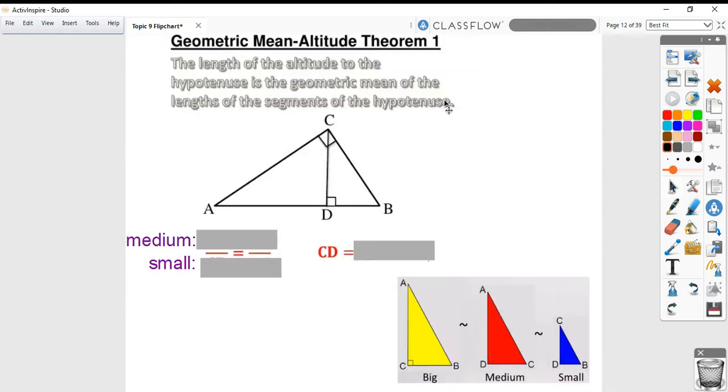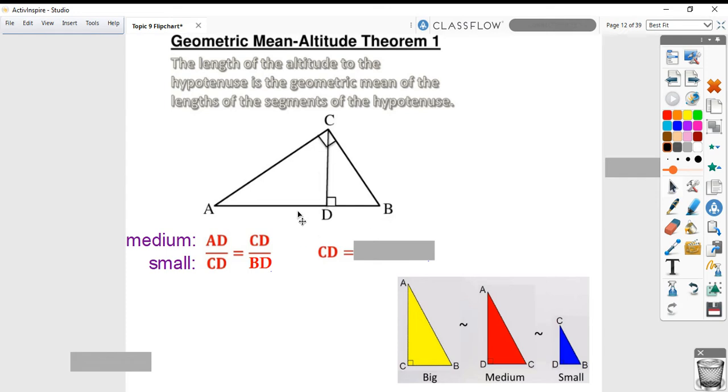The next thing I want to talk about is what's called the geometric mean. The geometric mean of a pair of numbers has to do with comparing the lengths of some of these line segments. Here's what the theorem says: when you look at the medium triangle and we look at AD and CD, those are the two legs of the medium triangle, right? Well, that's the same thing as looking at the small triangle with CD and BD, the two legs of the small triangle.